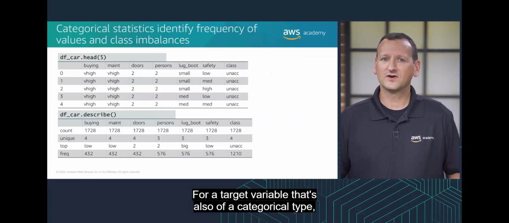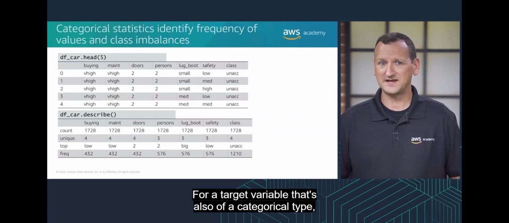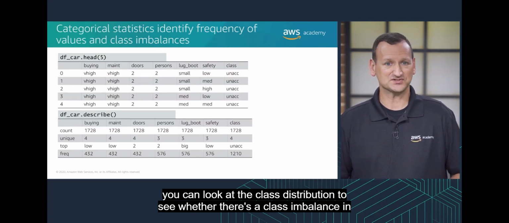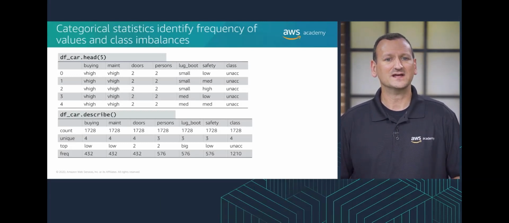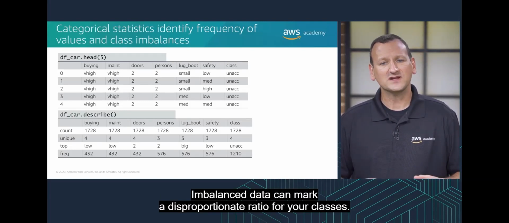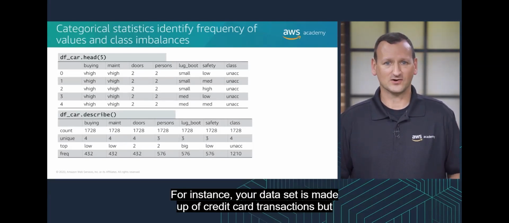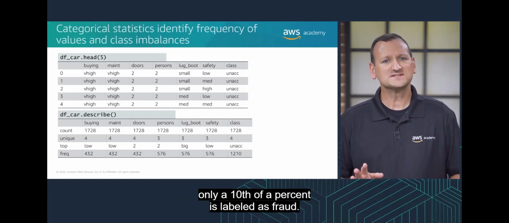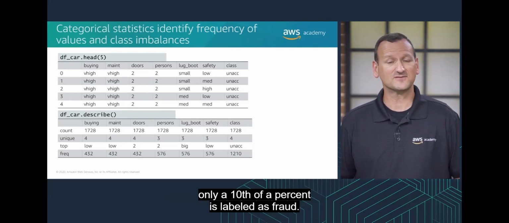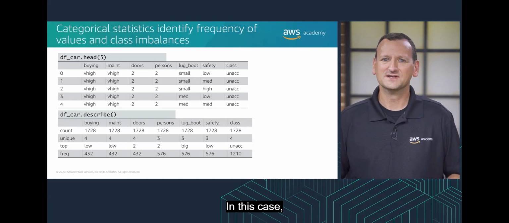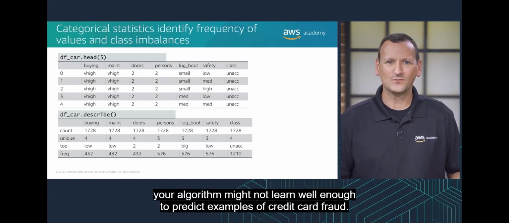For a target variable that's also of a categorical type, you can look at the class distribution to see whether there's a class imbalance in your dataset. Imbalanced data can mark a disproportionate ratio for your classes. For instance, your dataset is made up of credit card transactions, but only 0.1% is labeled as fraud. In this case, your algorithm might not learn well enough to predict examples of credit card fraud.